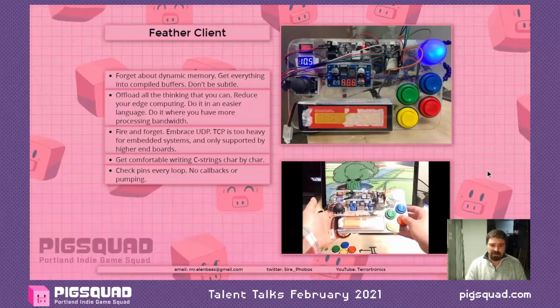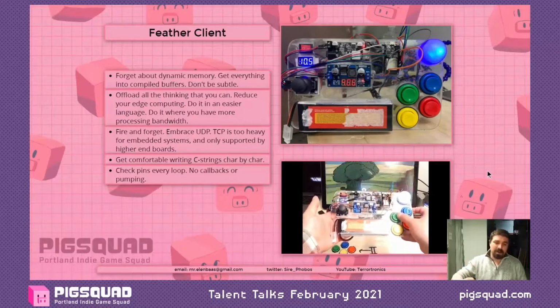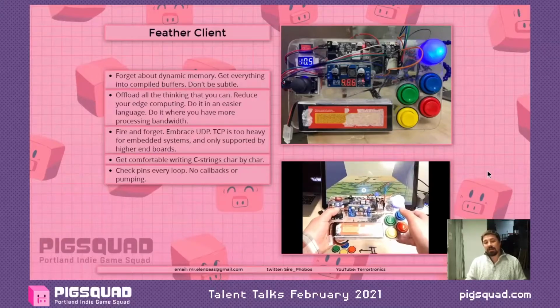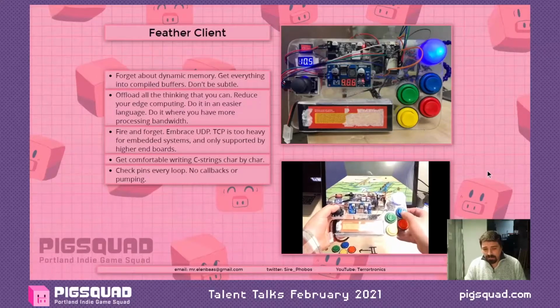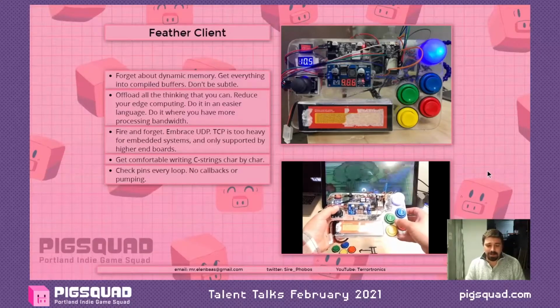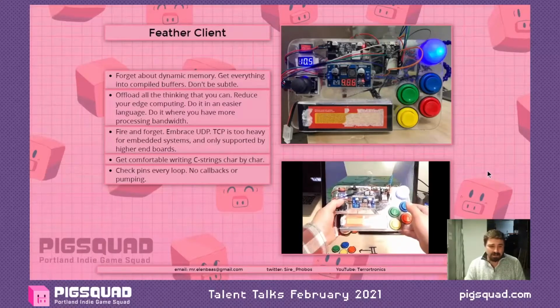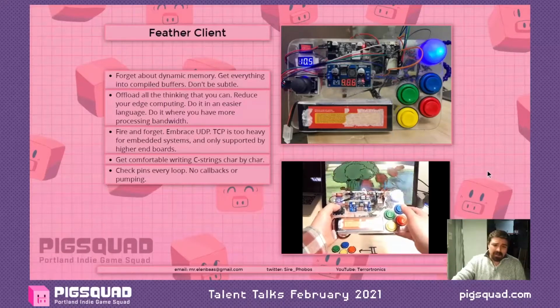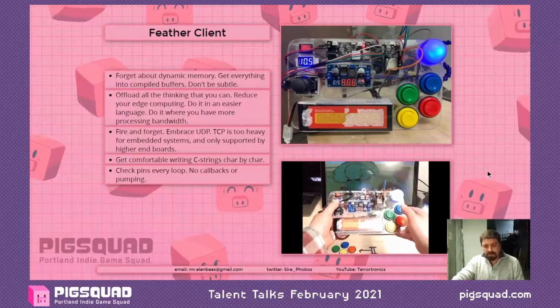UDP is great. Fire and forget. Make that stream. Don't worry about handshaking like with TCP or anything like that. Just go for it. Get comfortable writing like C strings. You can use strings if you want, but you're still going to end up needing to debug it as you put your packets together. There's no callbacks or pumping. You just check the pins every loop. It's pretty simple, pretty straightforward.